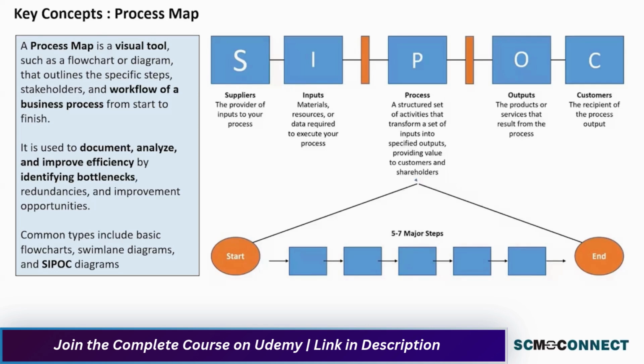Then we define the supplier. We also define the inputs coming in from that supplier, and then you have a process to address certain things. You might have 5 or 7 major steps from start to end, and then basis that input and the process, you will have an output, and then that output is shared with the end customer.